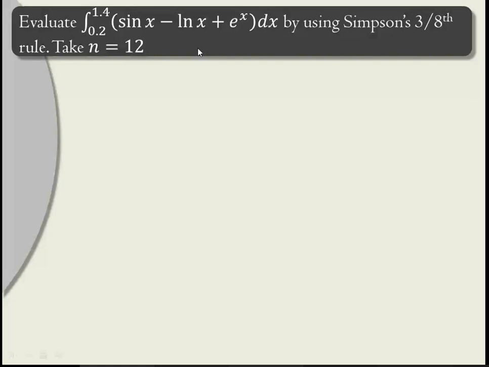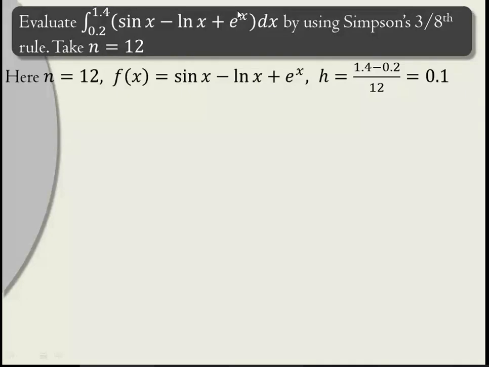Take this whole function as f of x. h will be upper limit minus lower limit divided by n. So h will be 0.1. So start with 0.2, add h to that until we reach 1.4. And at each value of x, find the value of the function and complete the table.